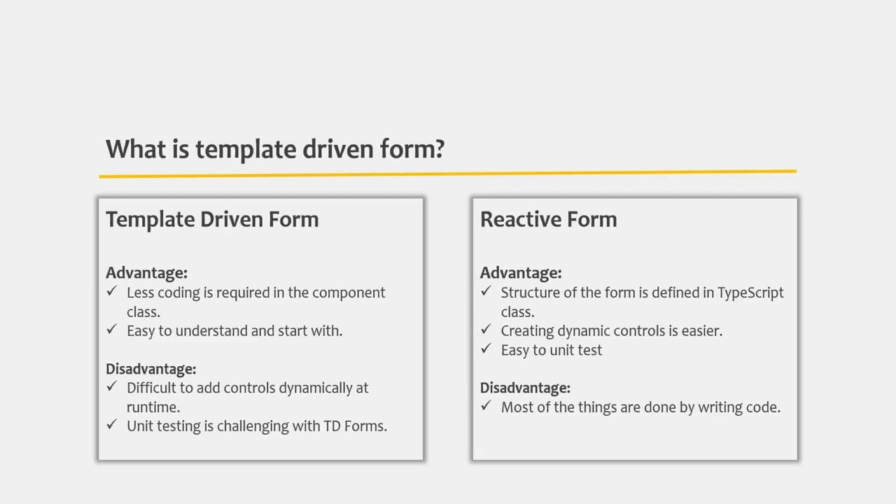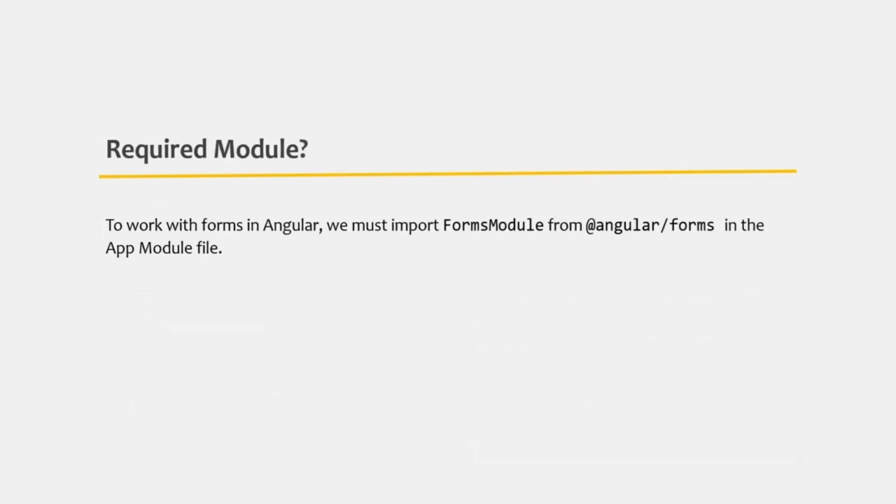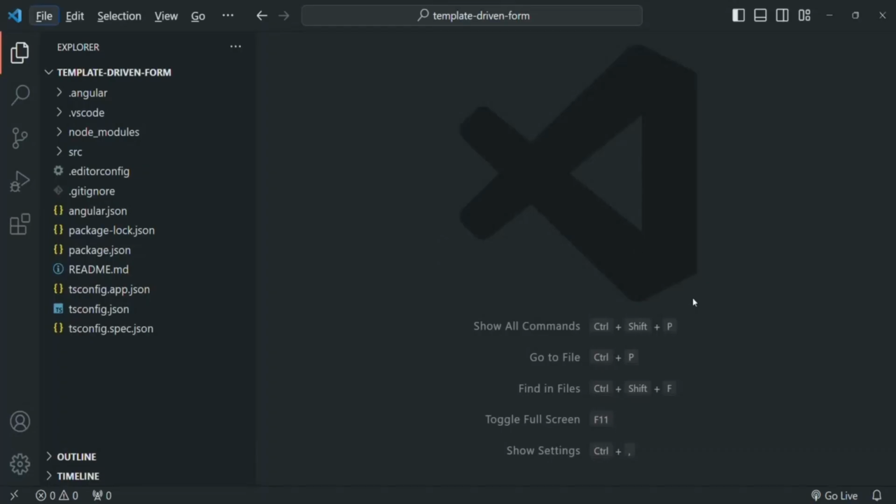So now let's learn how we can create a template-driven form in Angular. Now keep in mind that in order to work with forms in Angular, we need to import the FormsModule from the @angular/forms library. So this is the first thing which we need to do in the app module. Let's go to VS Code. And here I have created a brand new Angular project. I'm calling it template-driven-form.